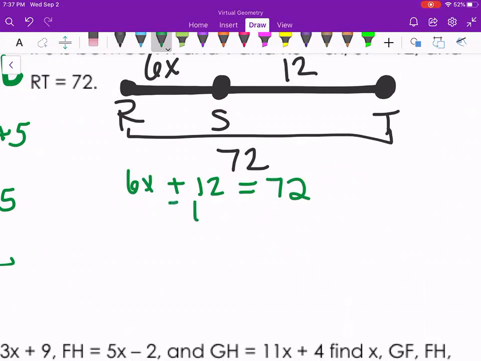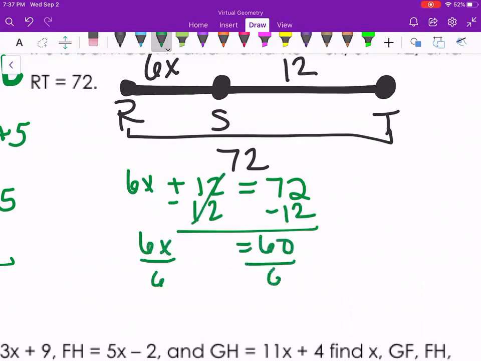So let's subtract this 12 from both sides. My 6X is equal to a 60. Divide out your 6. And my X is 10. So there's the first part.